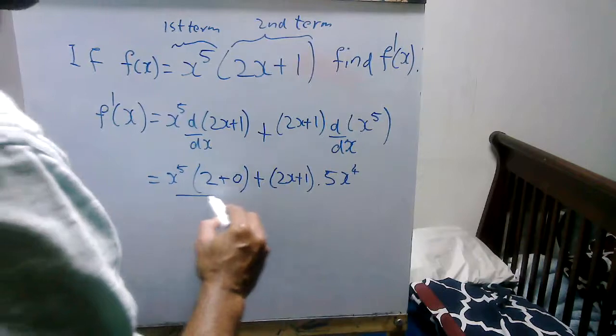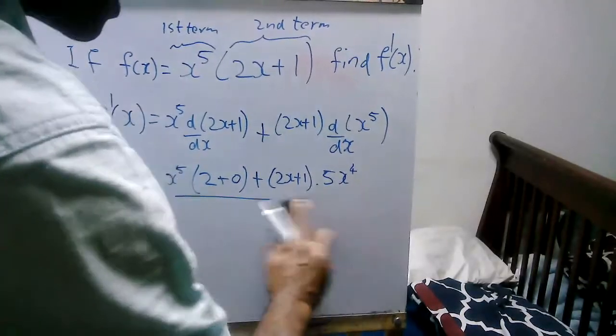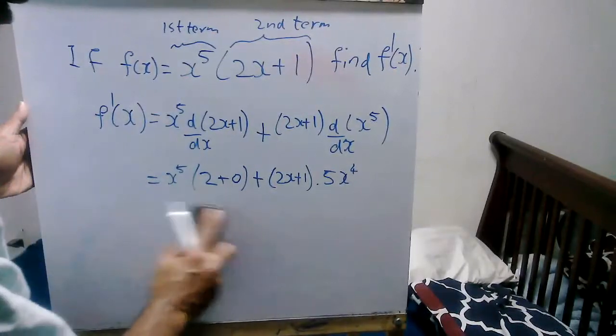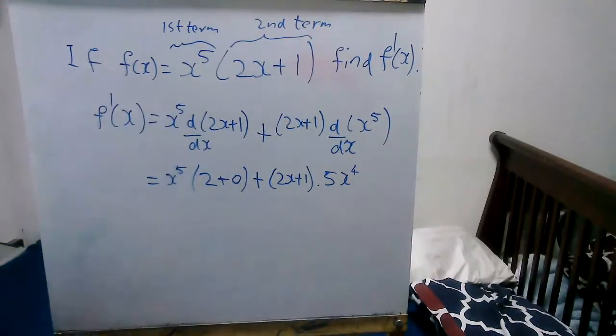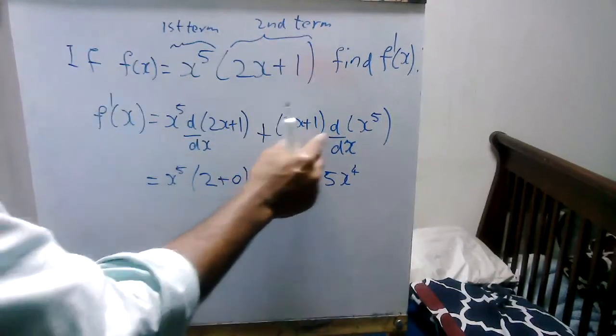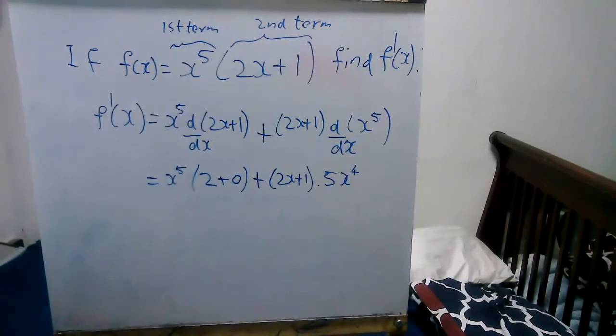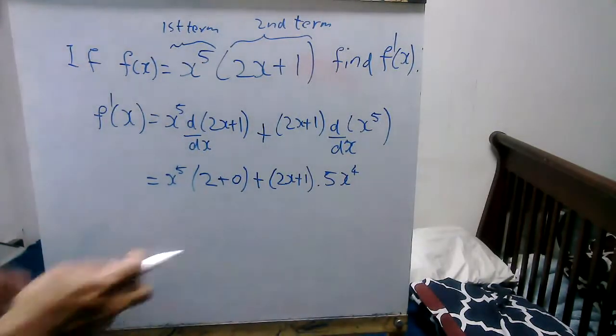Okay, divide by, or not divide by, this is the power rule. Division comes with the quotient rule. So that's it. This time: first term times derivative of the second term, plus second term times derivative of the first term. That's it. Then simplify this a little bit.